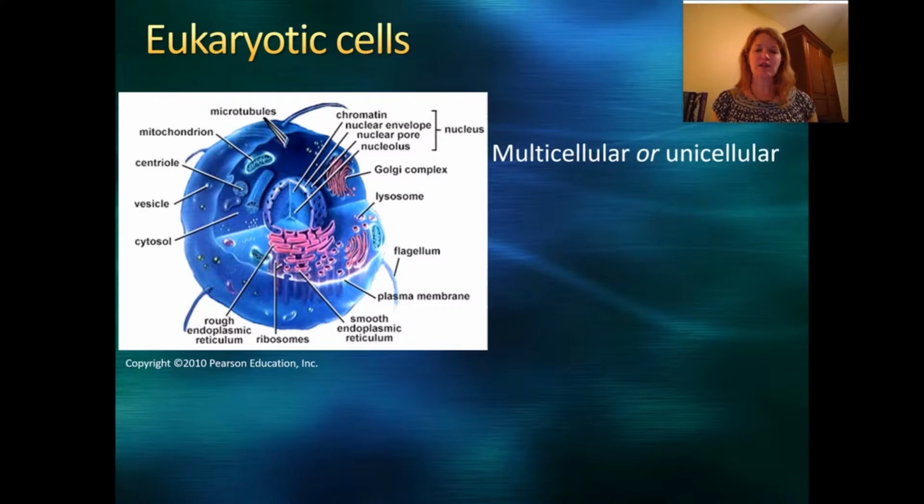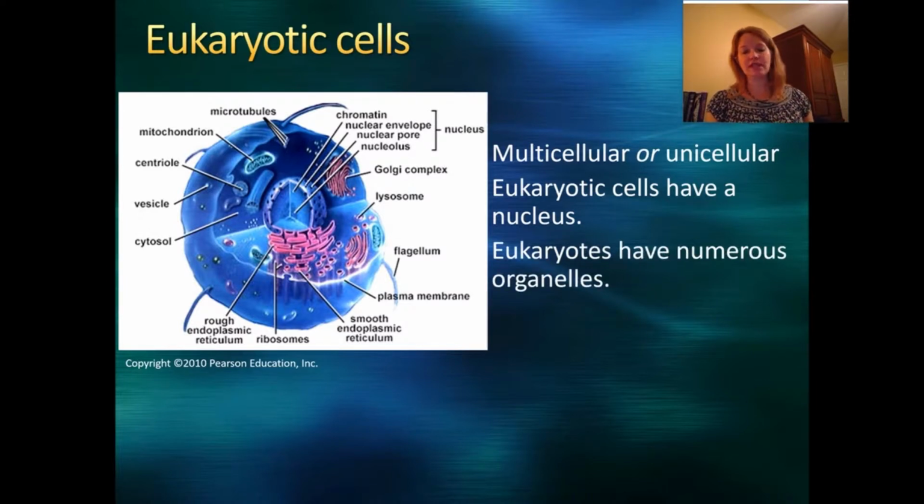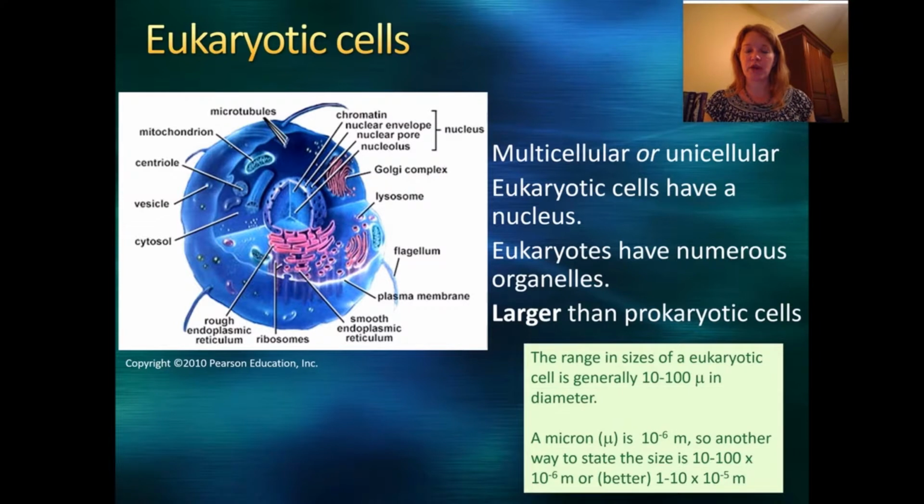Remember that eukaryotic cells can be both multicellular or unicellular. So multicellular, of course, includes plants and animals, whereas unicellular, yeast are often unicellular. Fungi can be either, as can algae. Protists, protozoa, are always unicellular organisms. Eukaryotic cells have a nucleus and numerous organelles. They are also quite a bit larger than prokaryotic cells.